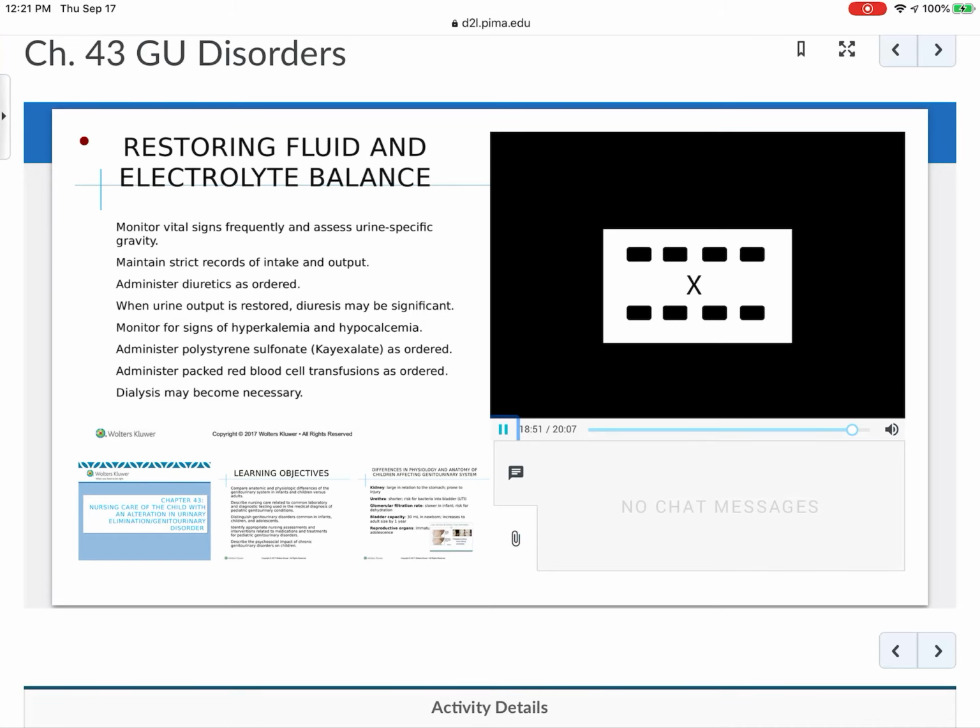One of the biggest things with the GU system is maintaining that fluid and electrolyte balance. We talked a little bit about dehydration in the last chapter, but assessing for intake and output, diuretics if needed, and then monitoring for any type of electrolyte imbalances. And then this goes into renal failure, renal surgery, things like that.